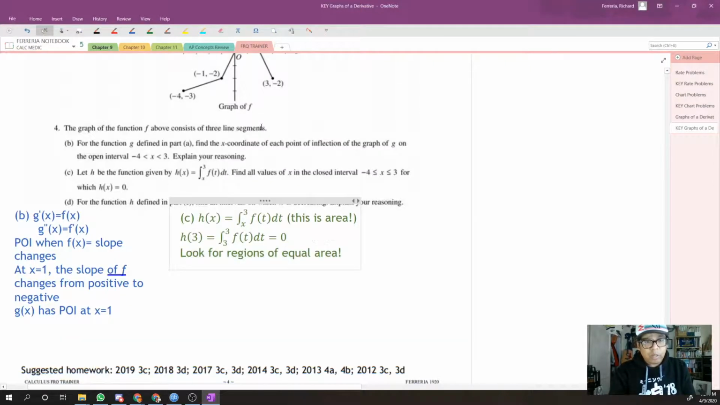So we're going to look for areas of equal region, which we just did. And so that integral from 1 to 3 is going to be equal to 1 plus -1, which is equal to 0. So h of 1 is equal to 0. Is there any other place where that's going to happen?